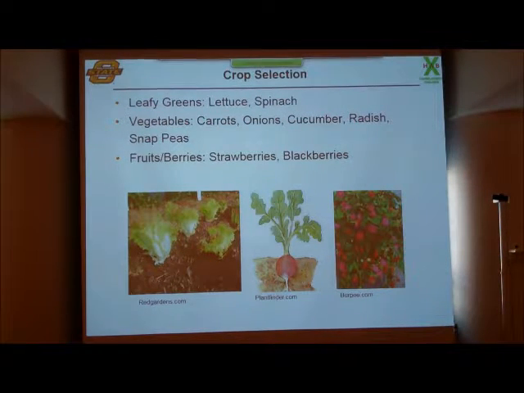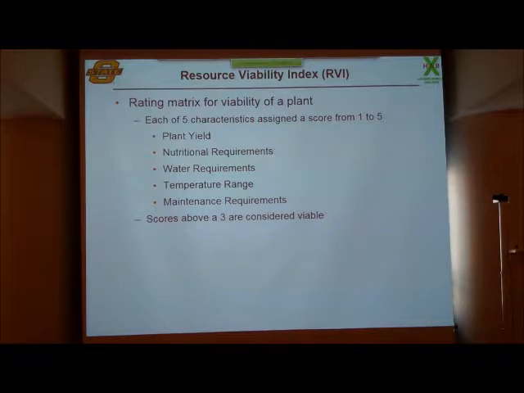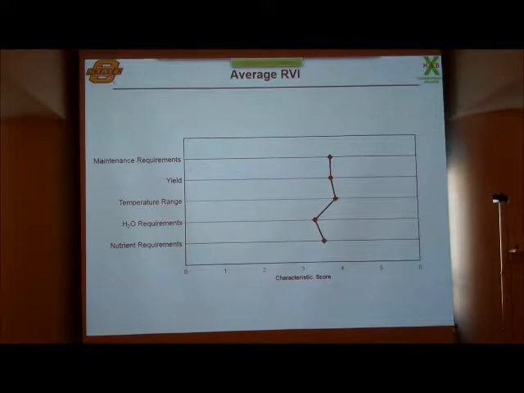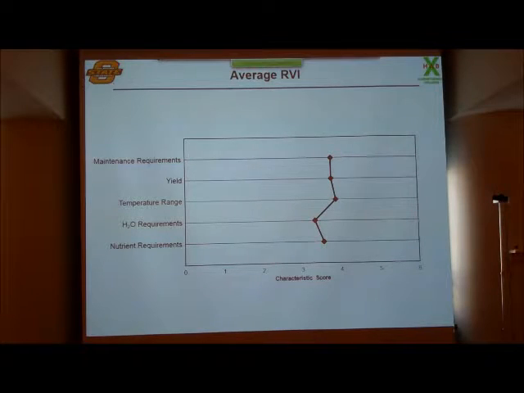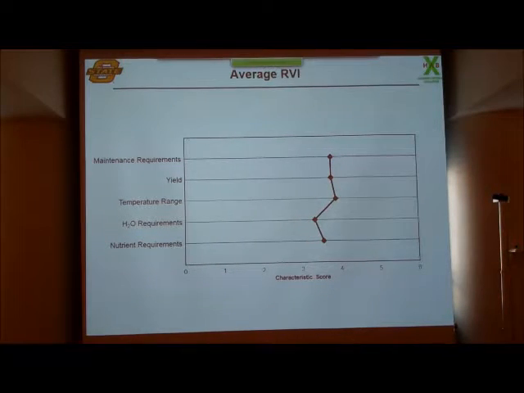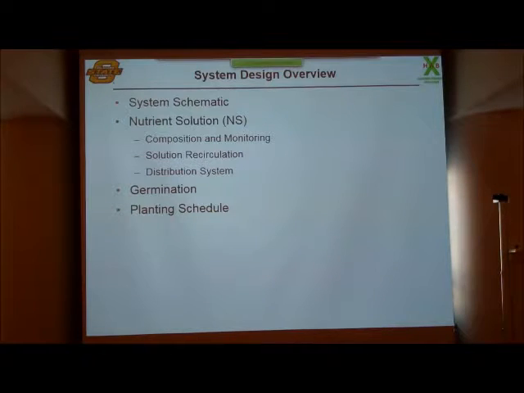growth temperature. So to help visualize these characteristics, we created what we call a Resource Viability Index, or the RVI. In this index, we assign scores from 1 to 5, with 5 being the most viable score. Basically, we consider anything above 3 to be a fairly viable option. So taking the plants we selected, we took the average of their score in each category and created a group RVI to characterize our group. And so you can see here that all our scores are above 3, which implies that our selections are a viable group. So now I'll go into some more of the details about the actual aeroponic system design.